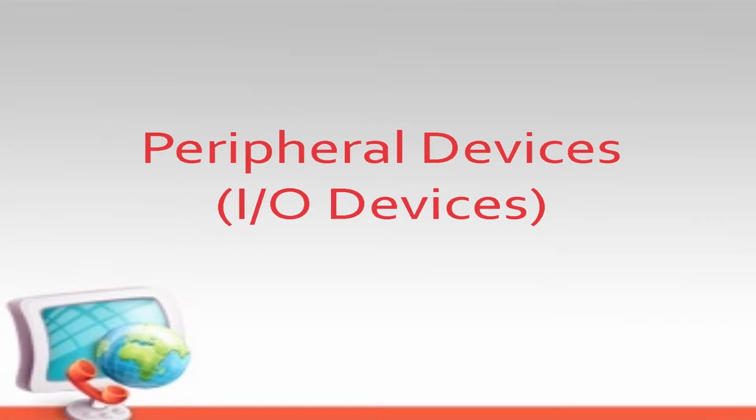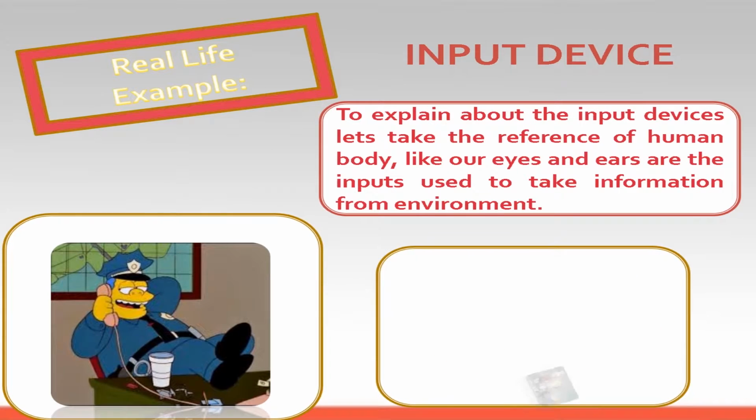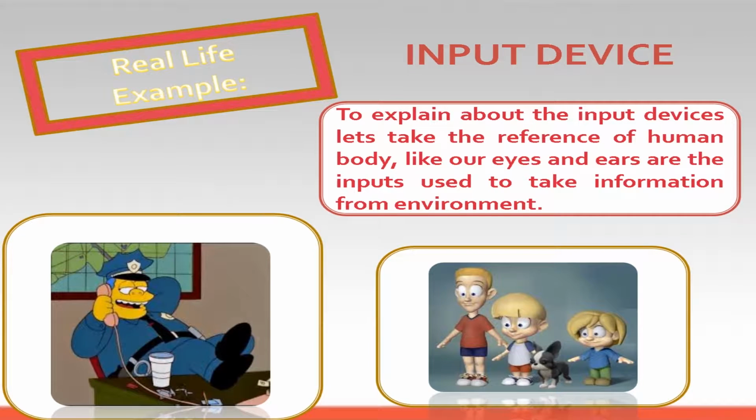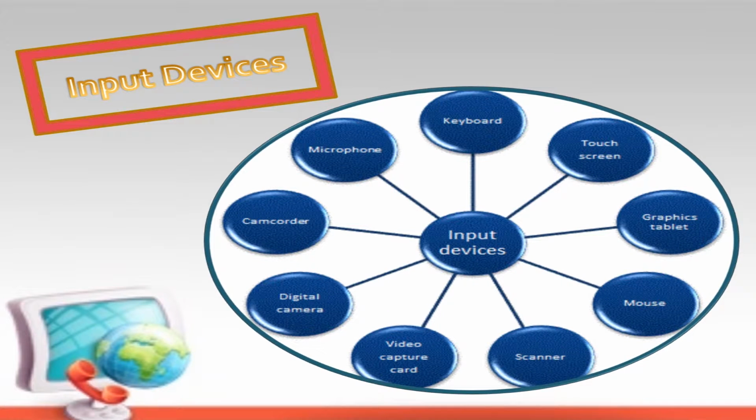Let us identify the peripheral devices or the input and output devices. We will first begin with the input devices. To explain the input devices, we will take the reference of the human body, as our eyes and ears are the most important input devices used to take information from the environment. Similarly, in the case of computer, the devices used to take data or information from the user are termed as input devices, like the keyboard, touchscreen, mouse, scanner, digital camera, microphone, etc. are examples of input devices.